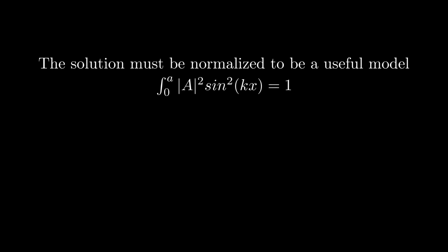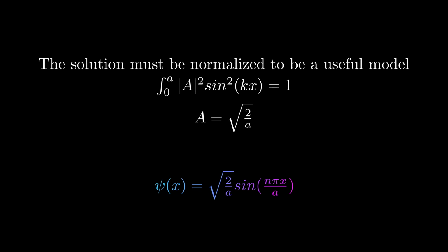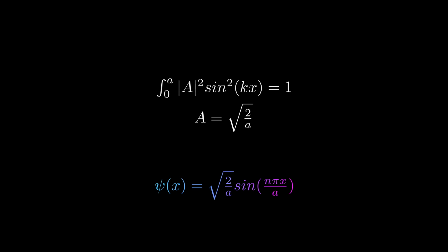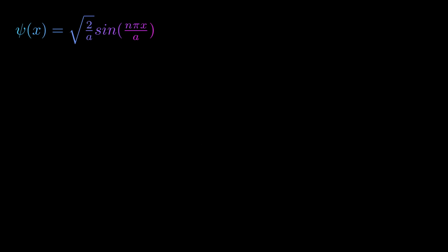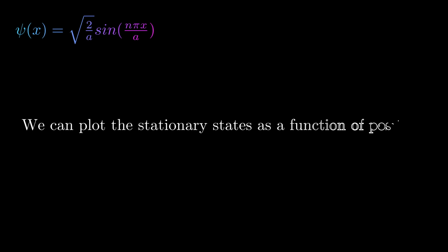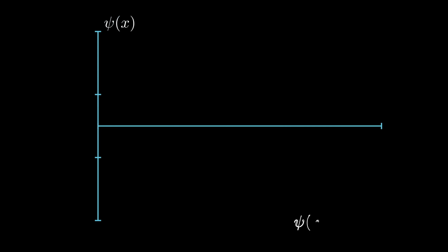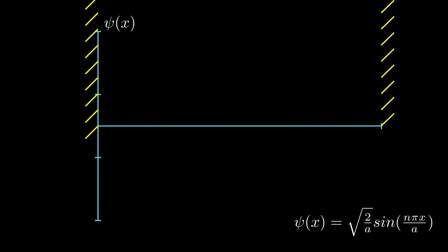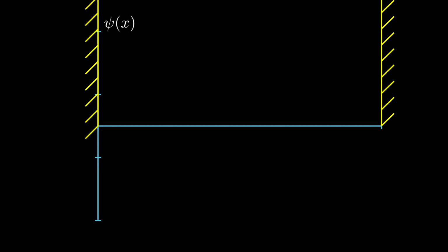This gets us to the final wave function, which must be normalized. Normalizing the wave function forces the integral of the probability density over the span of the box to be 1. This allows us to solve for the constant a, also known as the normalization constant. The wave functions plotted as a function of position have an increasing amount of nodes as you increase n. In fact, the number of nodes is just n minus 1.